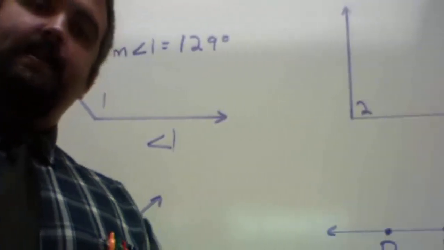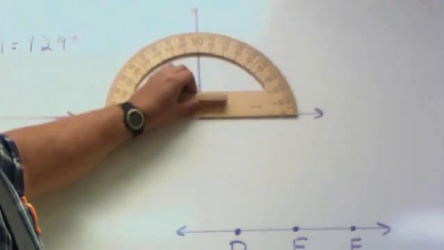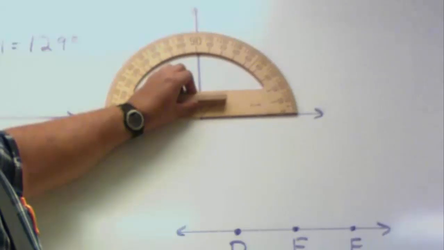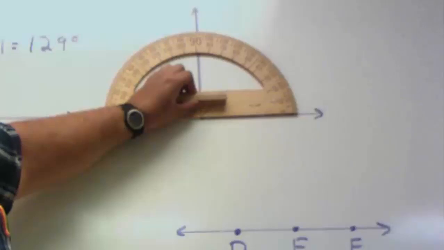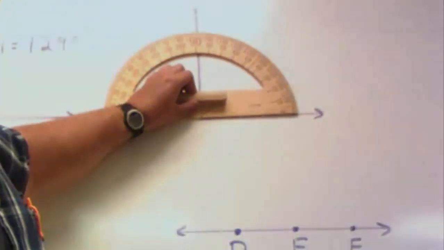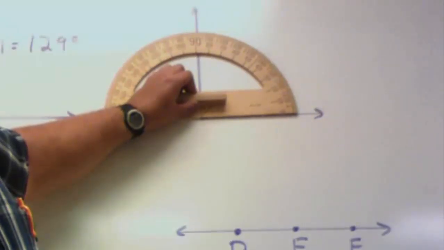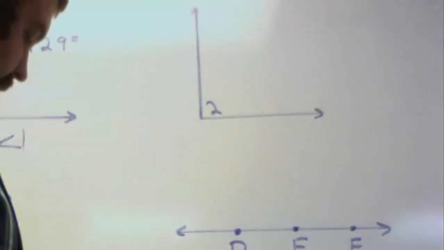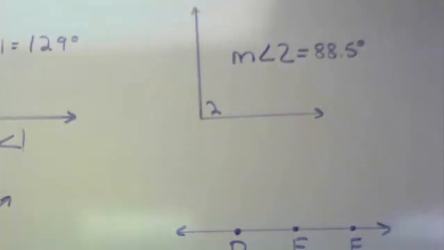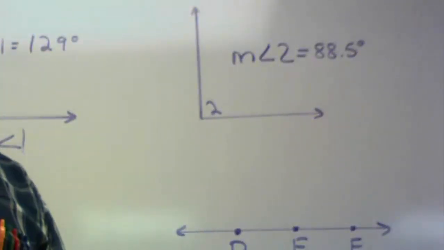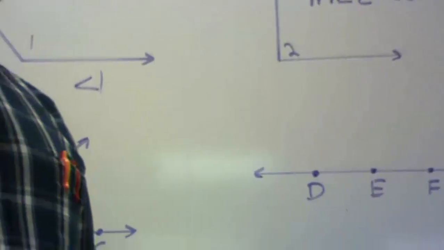It's 129 degrees. Angle 2 over here. Vertex on the point, bottom lined up, and it goes just shy of 90. In fact, it looks like it's halfway between 88 and 89. So I'm going to go with 88.5. And that's angle 2, remember. So if I'm going to report my answer, I would have to report it as such: measure of angle 2 equals 88.5 degrees. That's how I have it written.